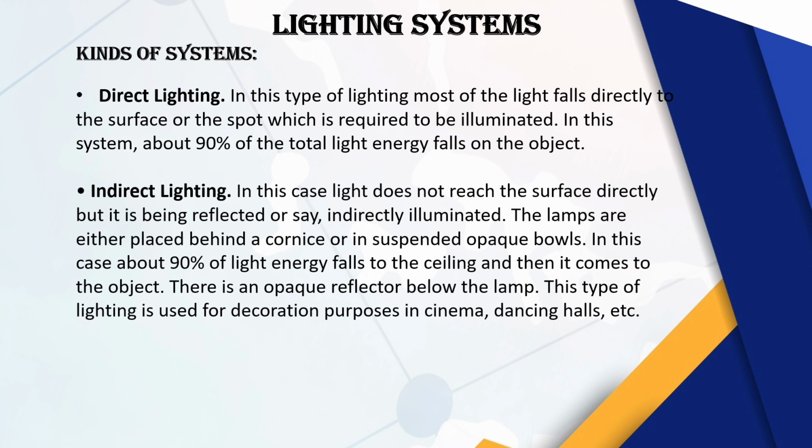Indirect lighting. In this case, light does not reach the surface directly but it is being reflected or, say, indirectly illuminated. The lamps are either placed behind a cornice or in suspended opaque bowls. In this case, about 90% of light energy falls to the ceiling and then it comes to the object. There is an opaque reflector below the lamp. This type of lighting is used for decoration purposes in cinemas, dancing halls, etc.